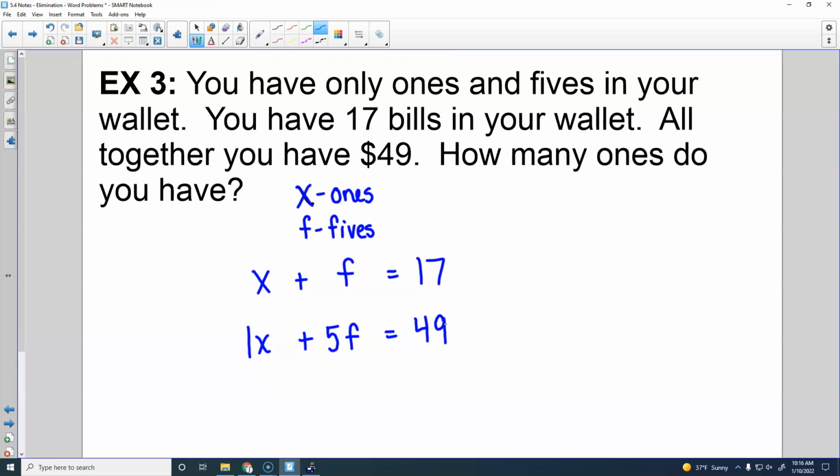So remember, with elimination, we want to get rid of one of the variables. Which one's easiest to get rid of right here? The X is easiest to get rid of, because we really just need this to be negative. If we make it negative, we've got to multiply through by a negative for everything, so we change the sign of everything. But if we do that, now we can add these together. So we can cancel this right here. We've got 1f plus negative 5f. Julian, what's that going to give us? Good. So negative 4f equals, and then we got 17 plus negative 49. That's going to be negative 32.